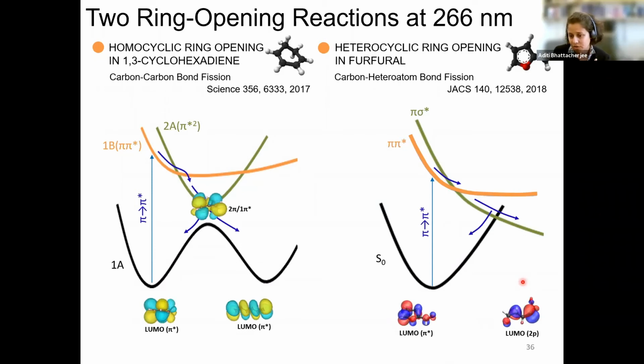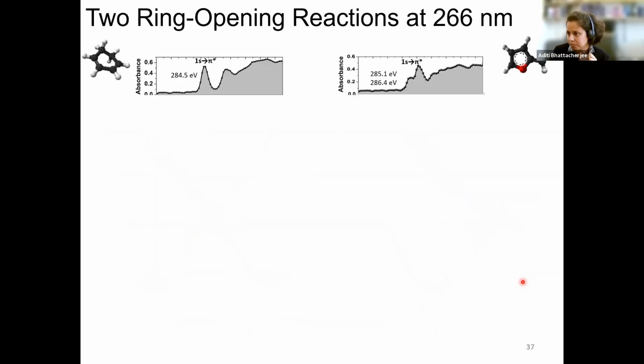On the left, it was not very easy to discriminate between cyclohexadiene ring closed and hexatriene ring open, because both of them had frontier pi star orbitals. On the right here, we will see what implications populating a 2p more atomic-like orbital has in comparison to a pi star molecular orbital.